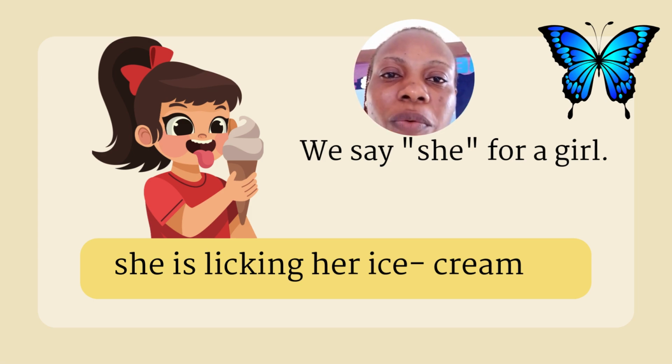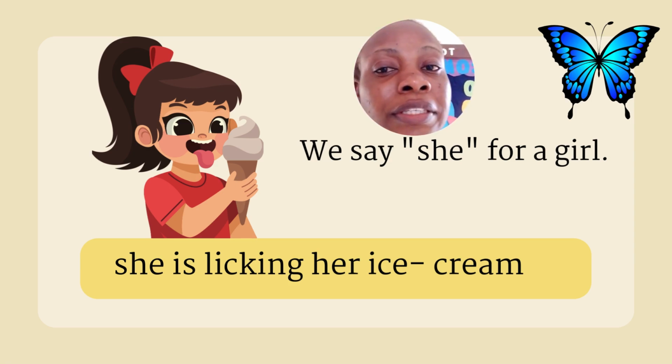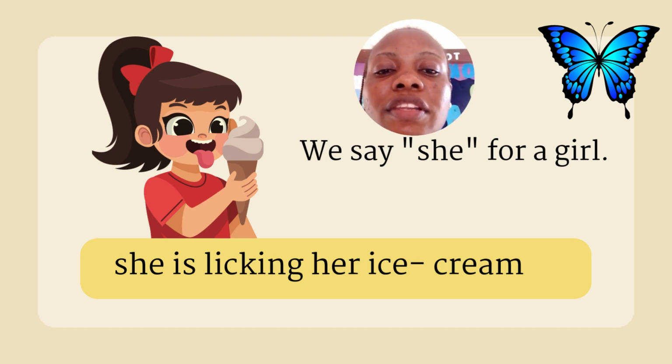We say she for a girl. Whenever you see a girl or a female, we use she for such a person. So we don't want to keep repeating the name, like I said. We say she to replace that particular noun. Example: She is licking her ice cream. Instead of saying Bimpe or Daniela is licking her ice cream, we just say she is licking her ice cream.